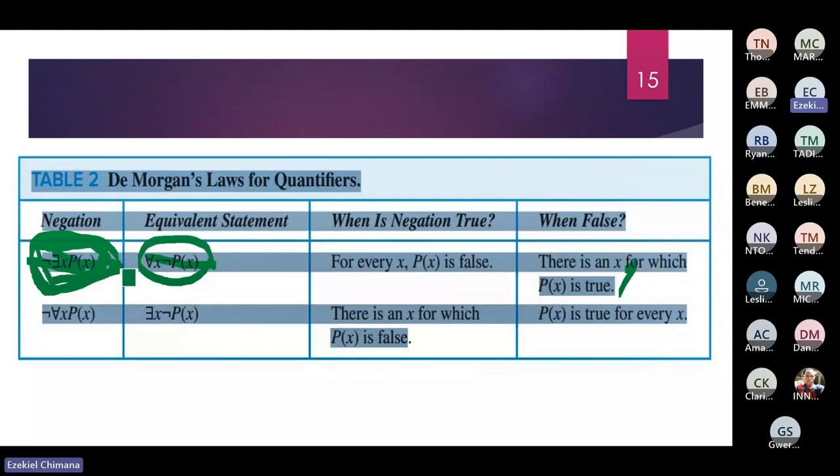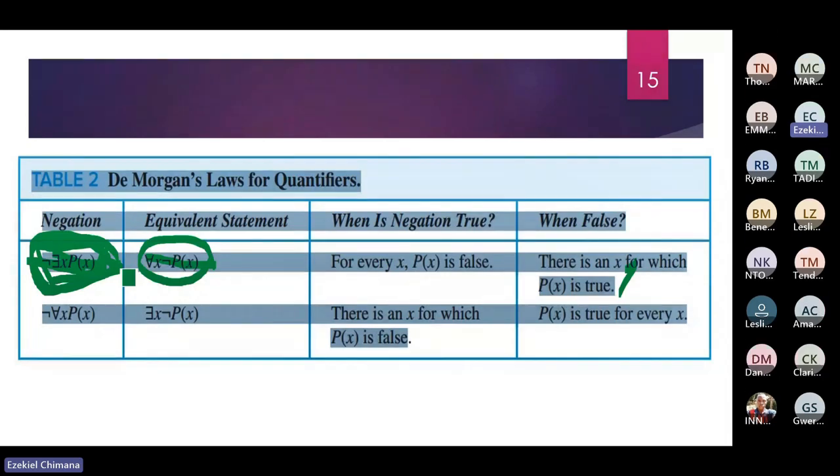So we can go on to the second part, which says for all x, P(x) is true. So for all values of x in our domain, P(x) is true. But if I negate that statement, it is now false.